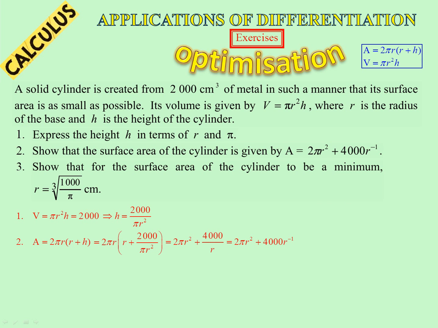Number 3, the cylinder area must be minimum. Therefore, I need to differentiate and set equal to 0 for the area. Area minimum means derivative of area is 0. And we're going to solve that for r. The 4's cancel. If the 4 cancels, we'll end up with 1000 over pi equals r cubed. So therefore, we need to cube root. And there is our answer.